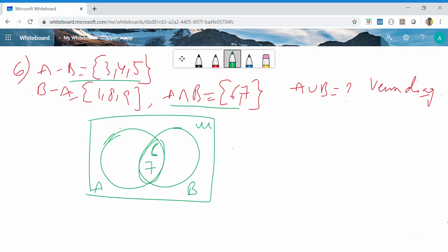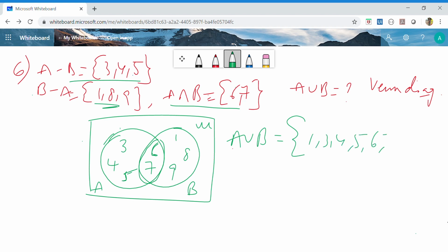And A minus B is 3, 4, 5, so 3, 4, 5 are only in A. And 1, 8, 9 are in B minus A. So B minus A is 1, 8, 9. You have to write it like this. Therefore A union B becomes 1, 3, 4, 5, 6, 7, 8, 9. Union means all elements together. So you will get the full shaded region.